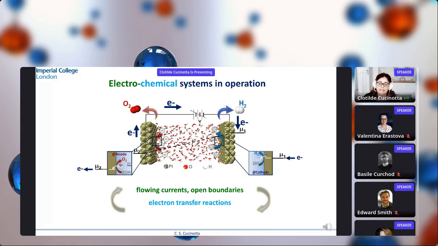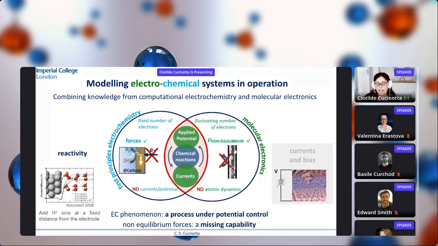All these processes, the chemical transformation and the electric currents that feed them, are strictly interrelated. But the currently existing methodologies can normally only address a single aspect of this transformation, and cannot address the problem in combination. We try to develop theory which enables a more intuitive, potential-controlled description and modeling of the electrochemical phenomenon. That is at the core of my research.